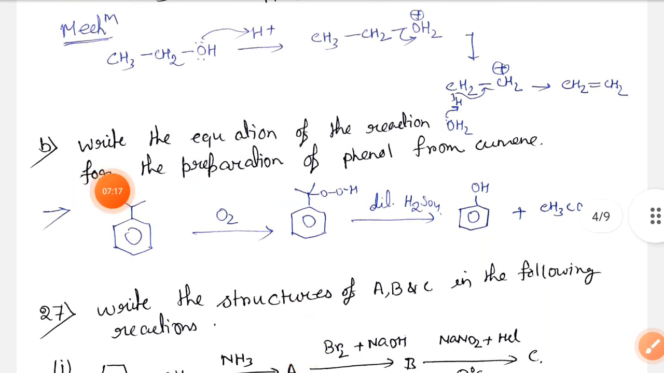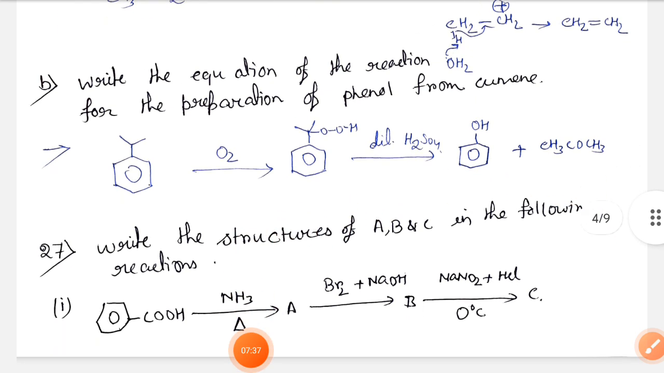Next, write the equation of the reaction for the preparation of phenol from cumene. In cumene, that is isopropyl benzene, if we add oxygen, this type of adduct is formed, and then if we add dilute H2SO4, phenol and acetone are formed.